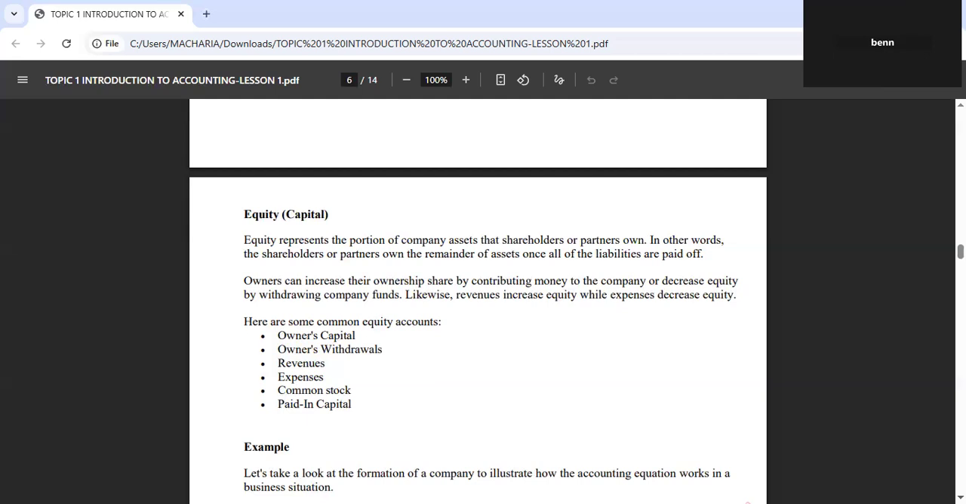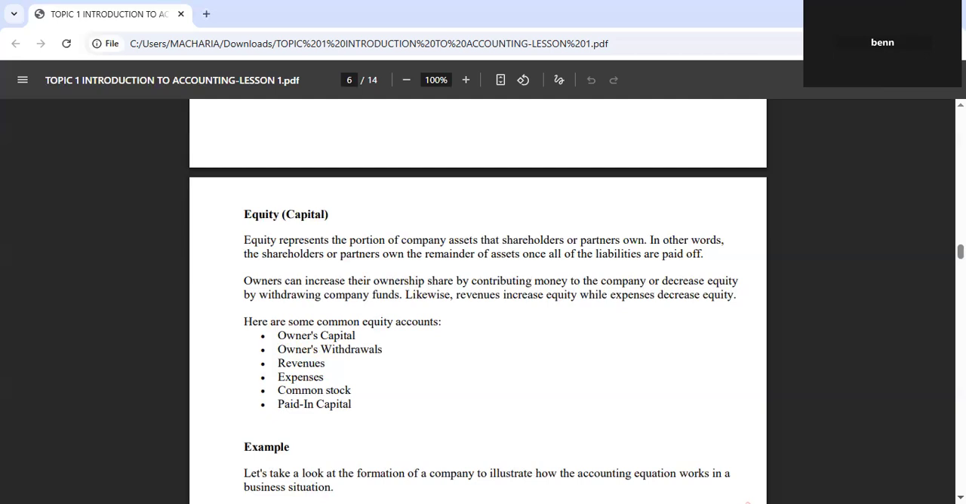But simply, if you are a public company, you issue shares to the public. The amount of money you collect from the public is called equity, which forms part of the capital. If it's a private company, the amount of money you inject into that company becomes your equity, whether in the form of shares or capital. So owners can increase their ownership share by contributing money to the company or decrease equity by withdrawing. When you have drawings, it reduces your capital.